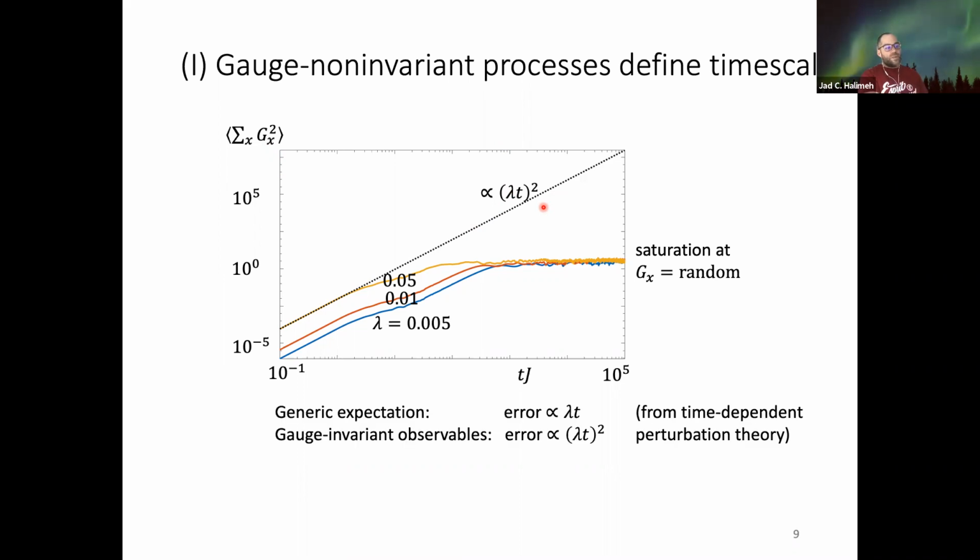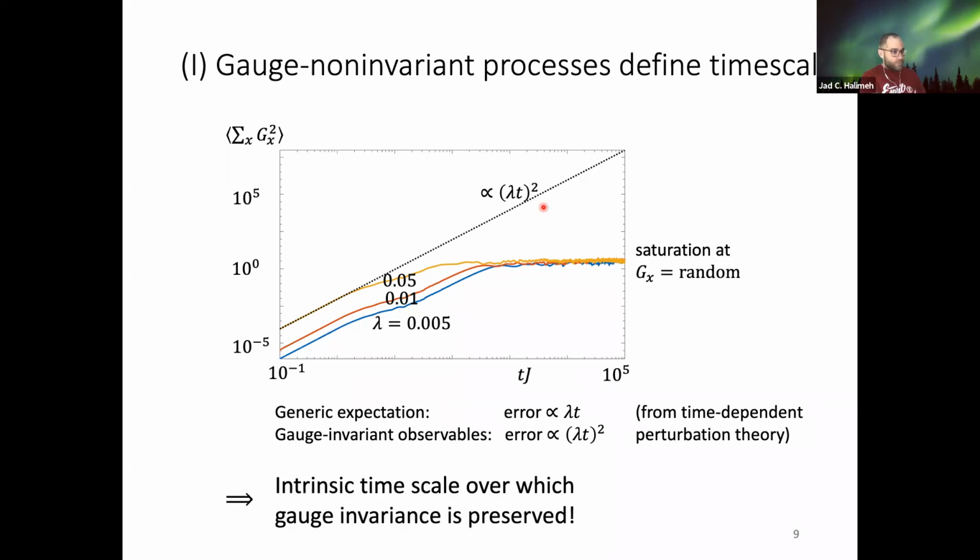The generic expectation from TDPT, time-dependent perturbation theory, is that the error would grow as lambda t, and indeed it does for gauge non-invariant observables, but you can convince yourself analytically that gauge invariant observables will always grow as even powers of lambda t, with the gauge violation growing as lambda squared t squared. So this is already good news without any kind of protection, that we have an intrinsic timescale over which the gauge invariance is preserved, in the sense that you can perturbatively connect to your ideal gauge theory because your error grows in a controlled way that you know. Can we do better? And the good news is, yes, we can do a lot better.